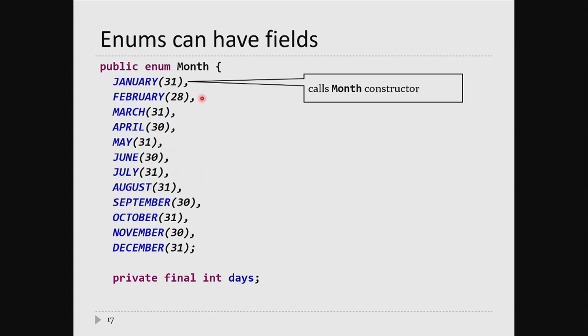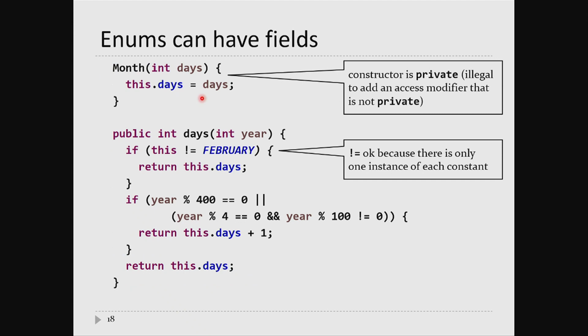Now, February is weird, because in a leap year, February has 29 days. Now, I've given the enumeration some information. So every enumerated constant has some information. Whoever's using the enumeration probably wants to get that information out somehow. So you can add a method, or methods, to your enumeration, again, because an enumeration is just a class. So I can provide a method called days that returns the number of days in any month.